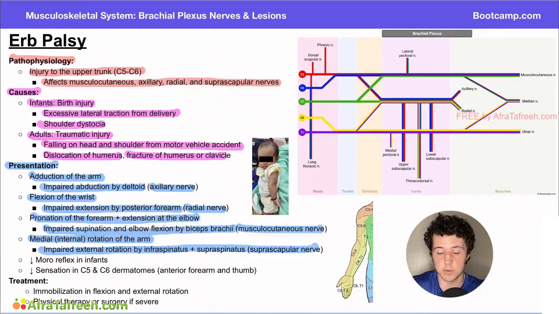In infants, there will also be a reduced Moro reflex. Based off of the motor deficits that we've talked about, can you guess what are the possible motions that might be, even if you haven't heard of the Moro reflex?